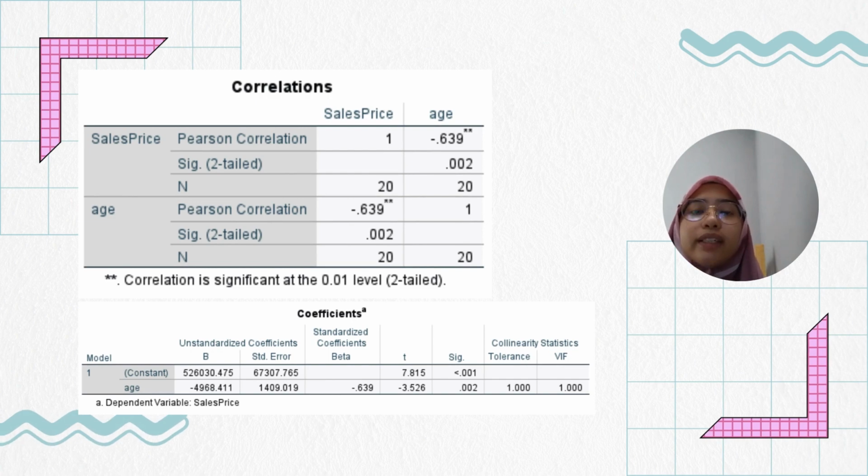For the coefficient, let y equal to sales price, let x equal to age of house in 2015, and linear regression equation will be y equal to 526,030.47 minus 4,968.41x. The common value of slope will be when age of house is increased, sale price will decrease.